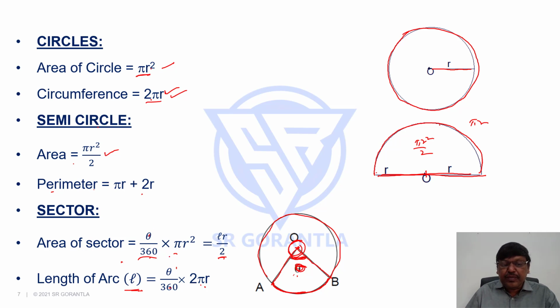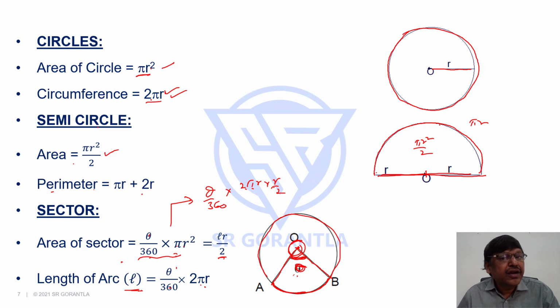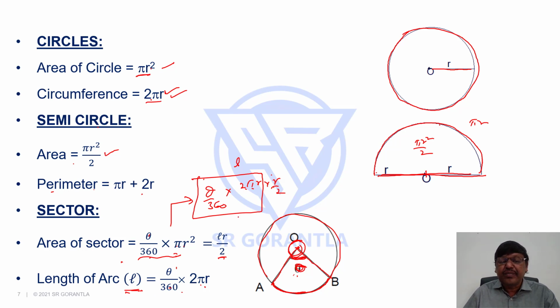Now, coming back to this formula, area of sector, theta by 360 into pi r square, can I write it as theta by 360 into 2 pi r into r by 2? 2 gets cancelled, pi r into r, pi r square. Now tell me, theta by 360 into 2 pi r is nothing but length of arc or not? Yes, so L into r by 2, that's how this formula has come, right?